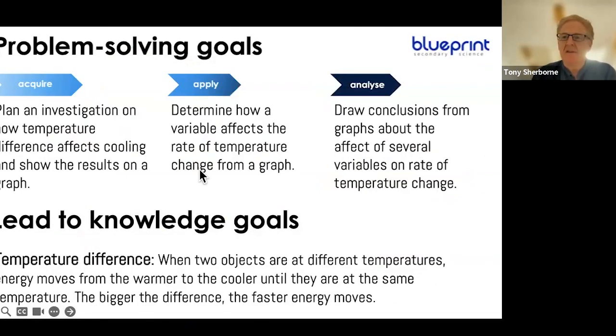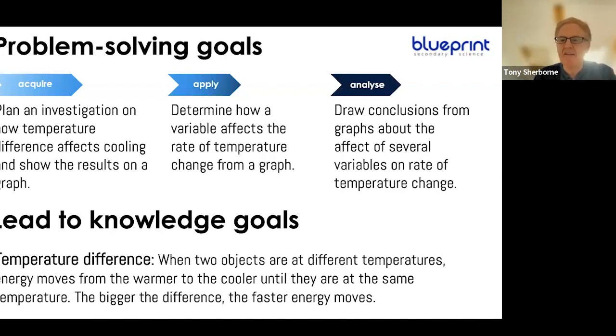So I hope you enjoyed that if you haven't seen it so far. And basically what he's talking about is a different way of combining our goals. And we've done this in Blueprint, if you've seen those planners. There are two types of goals. Of course, there's the knowledge goal at the bottom, if we're teaching about temperature difference and what affects it. There is the big idea about the difference in temperature and the rate of cooling. But we've embedded that in problem-solving goals at 3 different levels.